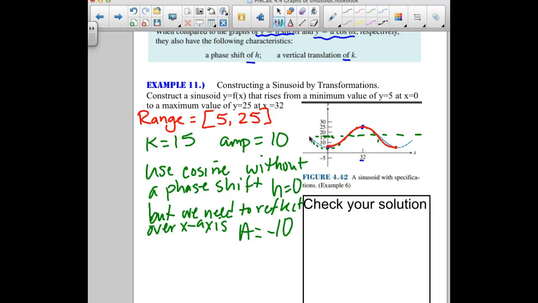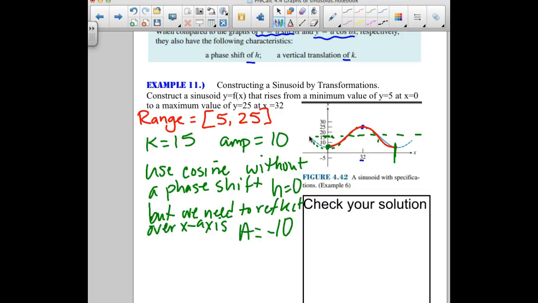We haven't found b. So let's look at our graph. We started out here at time 0, at x value being 0, starting at a level of 5. It told us that at 32 we're at a high point. My whole cosine curve has to go all the way to here, right? That's one period.